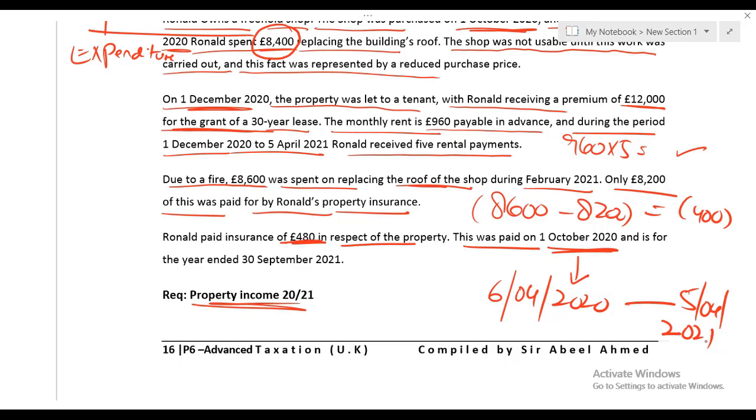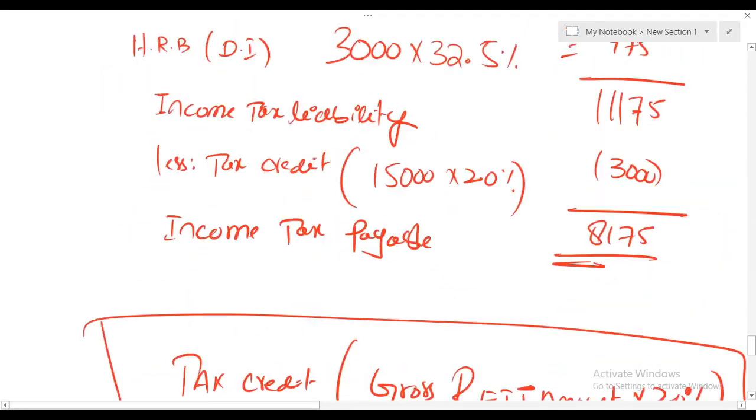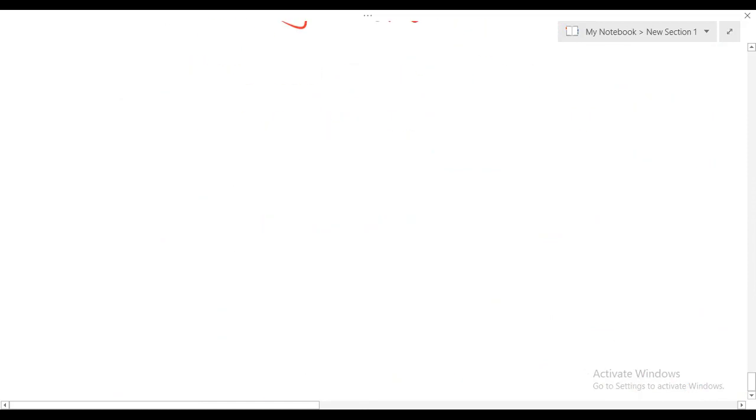So this information, that the insurance paid in October 2020 will last until 30th September 2021, is irrelevant for us. Why? Because property income is calculated on a cash basis for individuals. So now let us try question number 16, and that is the last question of property income. After property income, we will be, inshallah, discussing pension. After the topic of pension, your employment income will start.